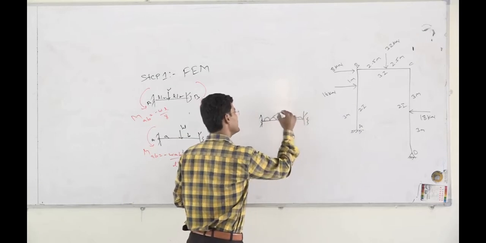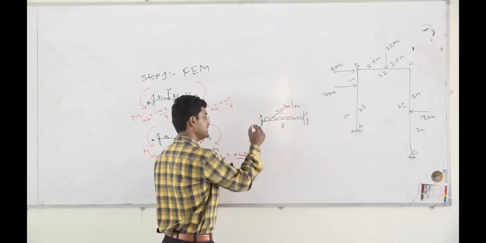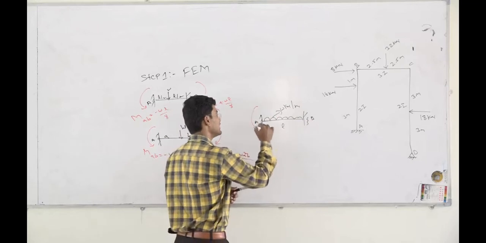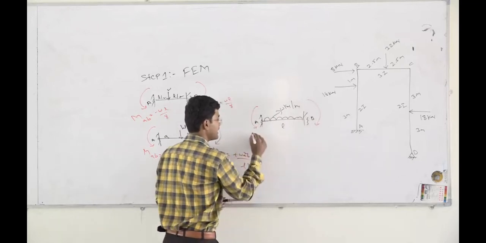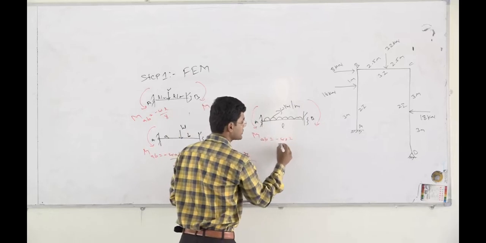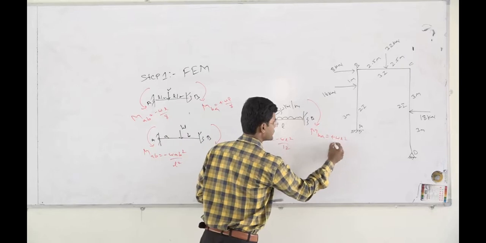If we have a complete UDL of W kilonewton per meter over length L, then this is your point A, this is your point B. Again, if you see the moment conditions over here, MFAB will be equal to minus WL square by 12, and MFBA will be equal to plus WL square by 12.